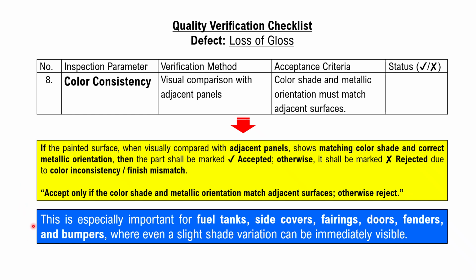This is especially important for fuel tanks, side covers, bearings, doors, fenders, and bumpers, where even slight shade variation can be immediately visible and therefore it should be rejected. The color consistency acceptance criteria is: color shade and metallic orientation must match adjacent surfaces.